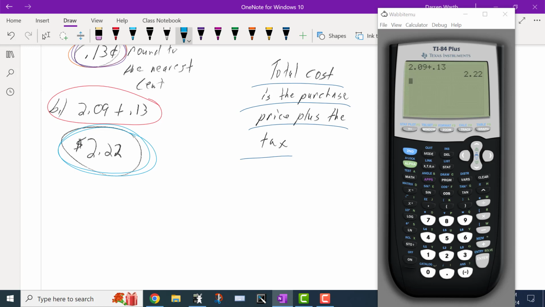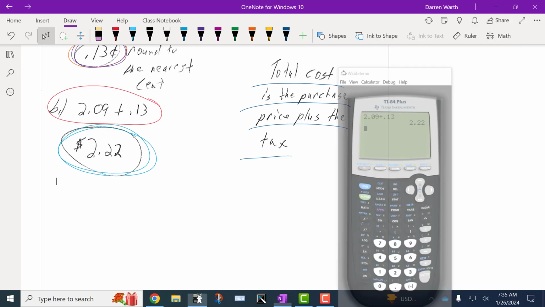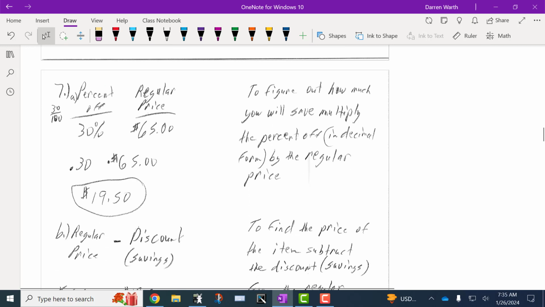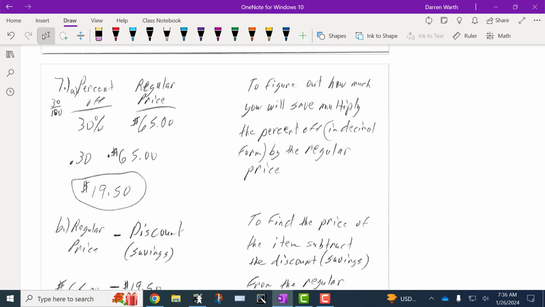On number 7, it says the Buckle is having a winter closeout sale to make room for the new spring line. They're offering 30% off on jeans. If the jeans are regularly priced at $65, how much will you save with the discount? We need to remember to figure out how much you'll save, multiply the percent off, and again, it has to be in decimal form, by the regular price.